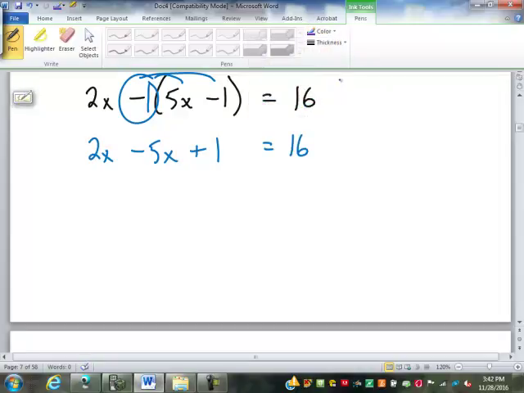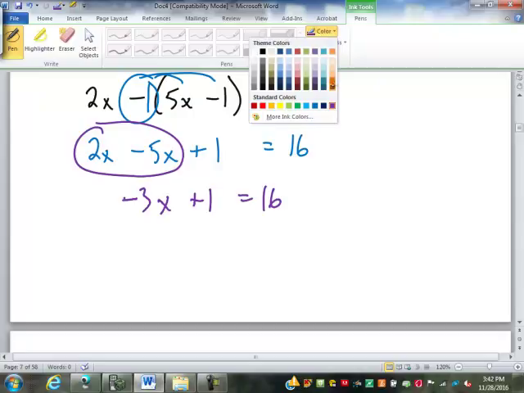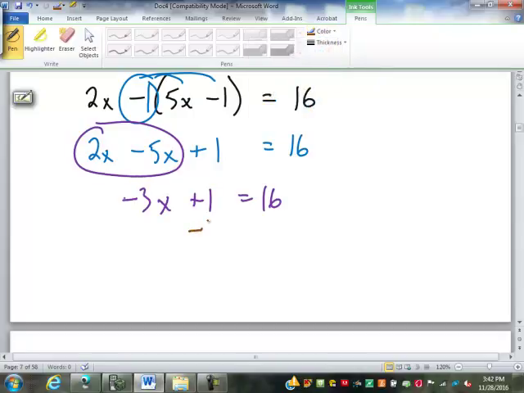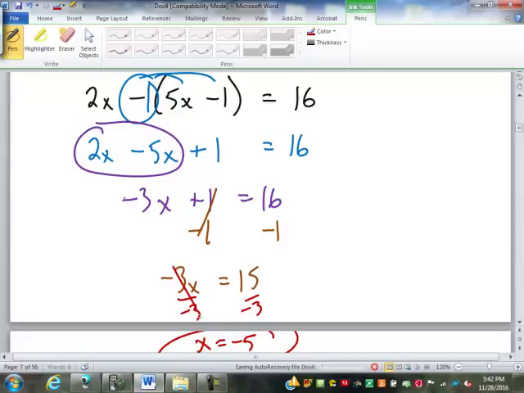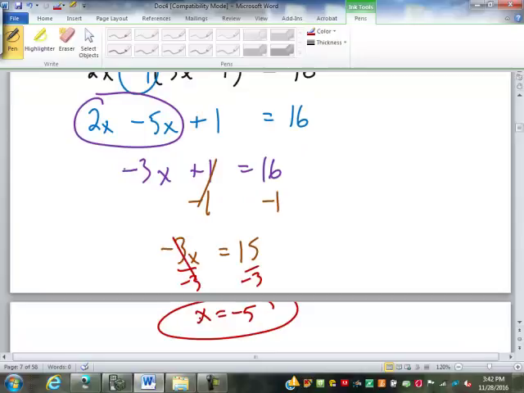From here, what do I do? I'll combine 2x and negative 5x make negative 3x plus 1 equals 16. And then subtract 1. Negative 3x equals 15. And then divide by negative 3. X equals negative 5. And yes, we can get negative answers now too. How many of you had negative 5 for that one? Good.